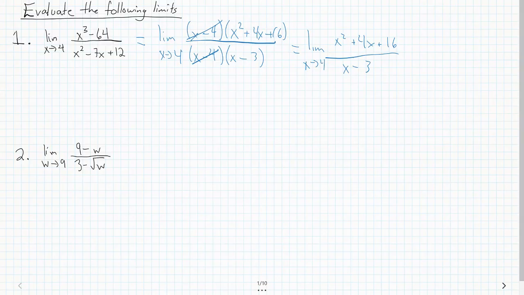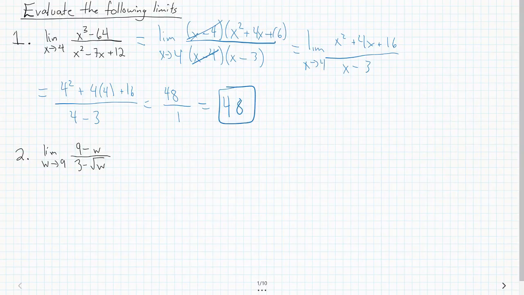Well, now we can plug in and see if we get 0 over 0 again or not. Notice we get 4 squared plus 4 times 4 plus 16, all divided by 4 minus 3. So our denominator is 1. So it's 16 times 3, which is 48 up top, I believe. And so our final answer is 48 for that one.